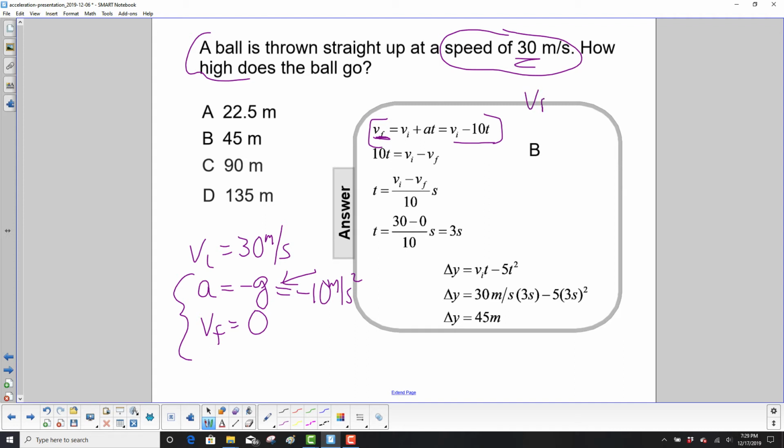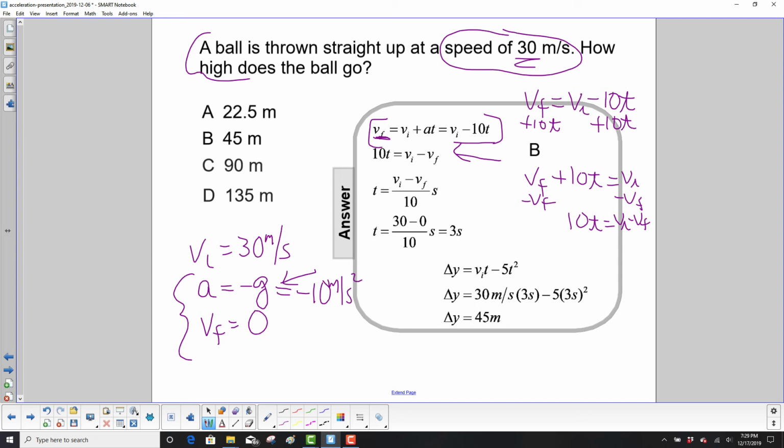So we have Vf is equal to Vi minus 10t. We'll add 10t to both sides, right? Because whatever you do to the right, you have to do to the left. So we now have Vf plus 10t equals Vi. And now we subtract Vf from both sides because we'd like to isolate 10t. And when we do that, we get 10t is equal to Vi minus Vf, just like we showed right there.